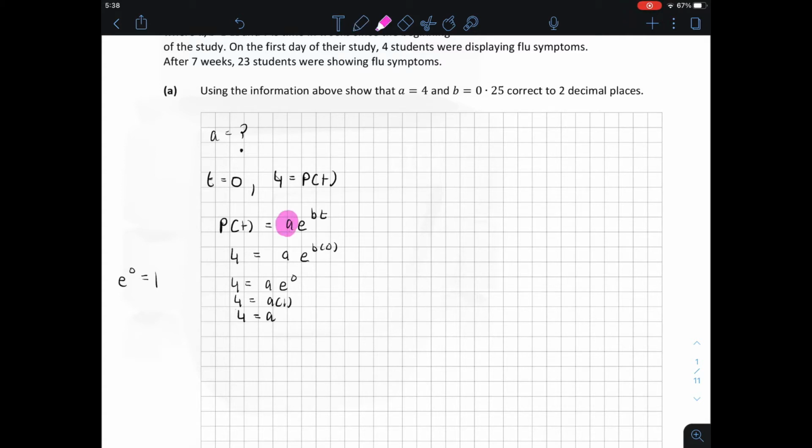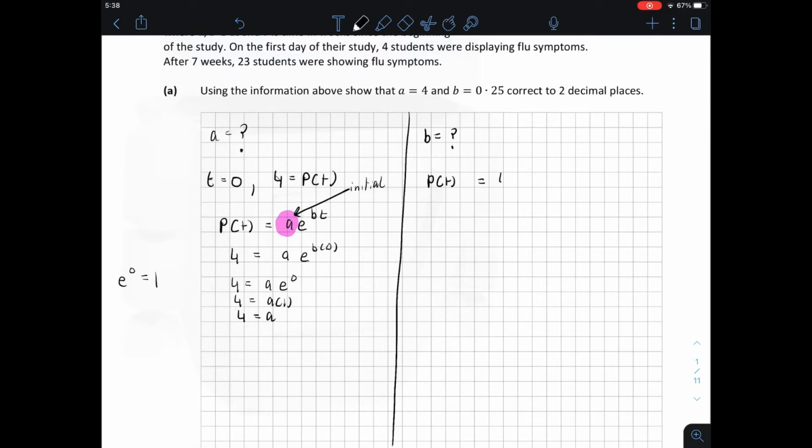A faster way of doing this question is recognizing that the value in front of your exponent is always the initial value. So when time is 0, a will be your initial value. So we can see here that a is 4. So from here, we're going to solve for b.